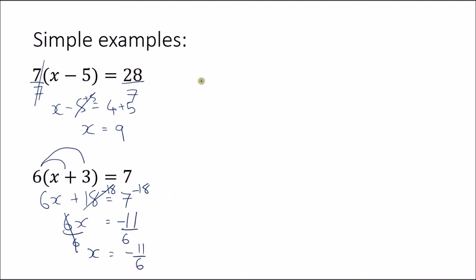Now I just would like to show you as well that if I approach this top example the other way, so I'll just write that one out again, 7x minus 5 equals 28. If I was just to expand my bracket instead, I'm going to get to exactly the same answer, but I'm just going to take a slightly different way to do it. So 7 times x is 7x, 7 times minus 5 is minus 35, equals 28. Then I'm going to add 35 to both sides.